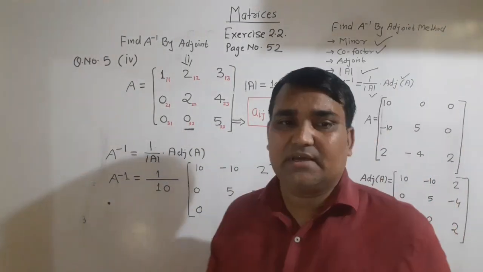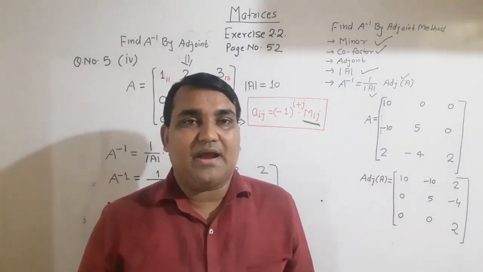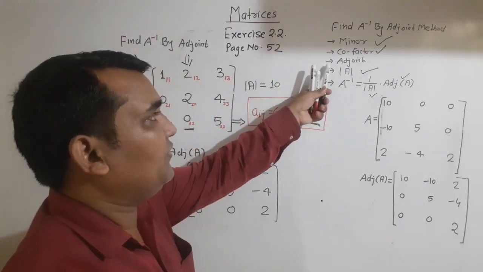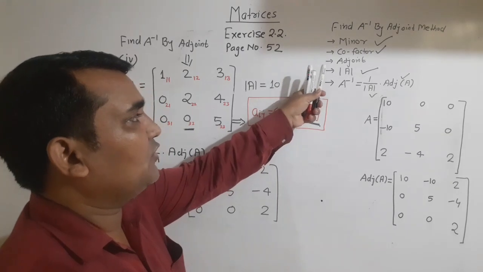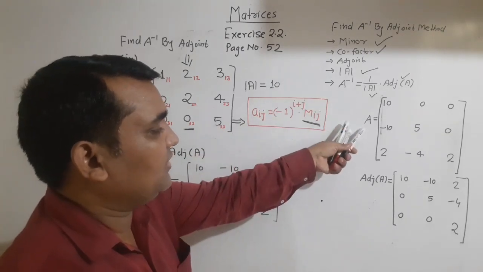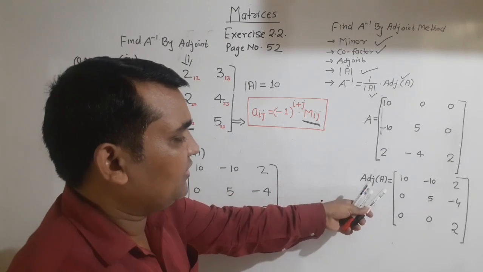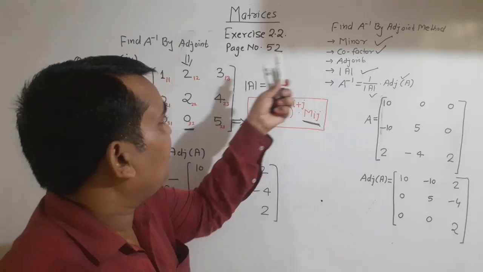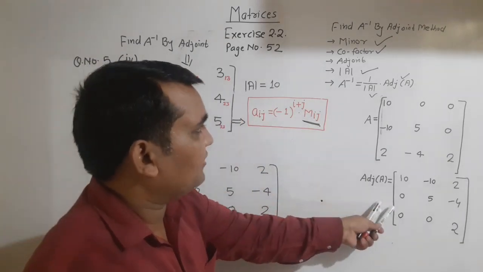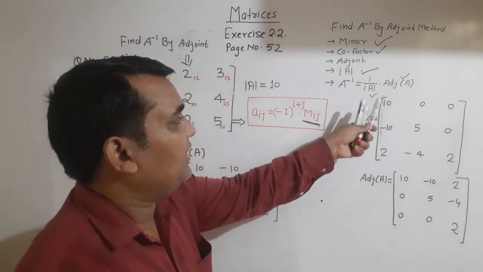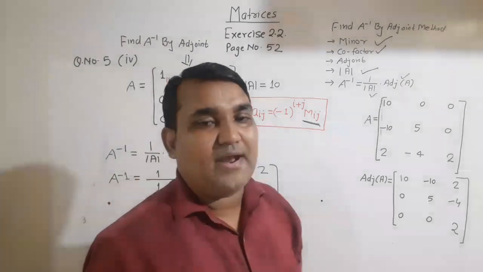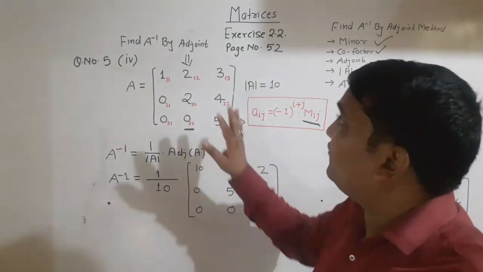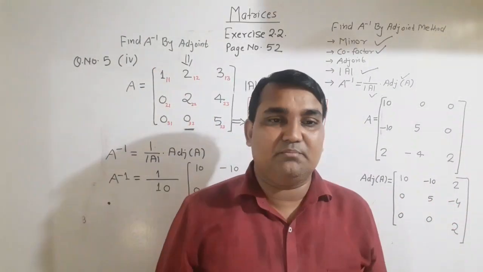I am repeating once again. To find A inverse by the adjoint method, you have to find out the minors, cofactors, and adjoint of A. For the adjoint of A, whatever cofactors you got, just frame the matrix like this. Find out the transpose of this, which will give you the adjoint of A. Don't forget to find out the determinant of the original matrix, not of this matrix. Then A inverse is 1 by determinant of A into adjoint of A. This is your first concept to find A inverse by the adjoint method.